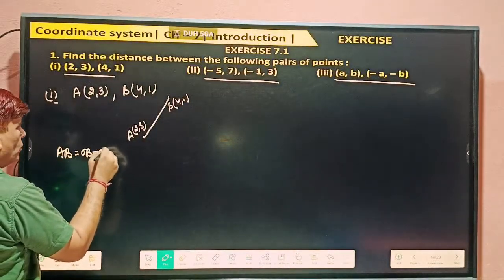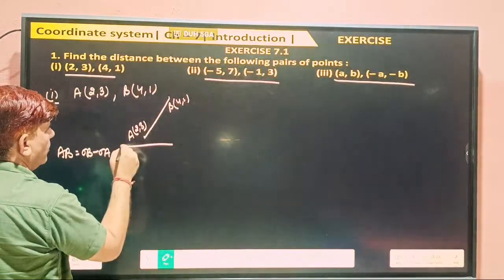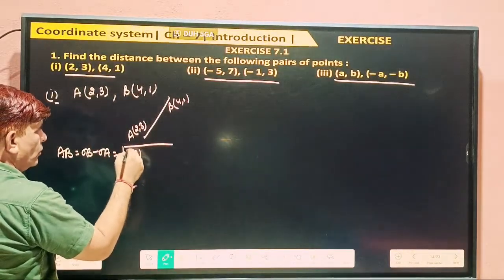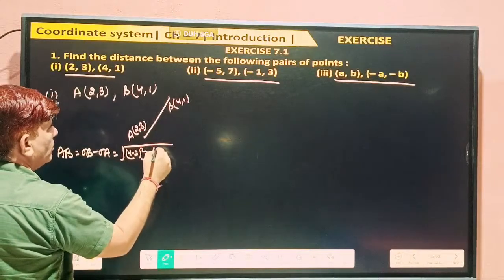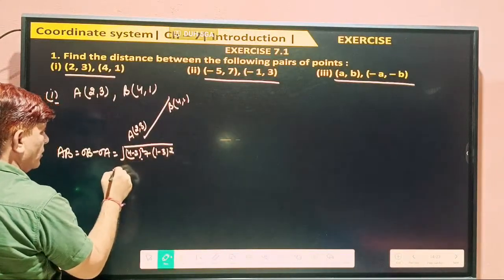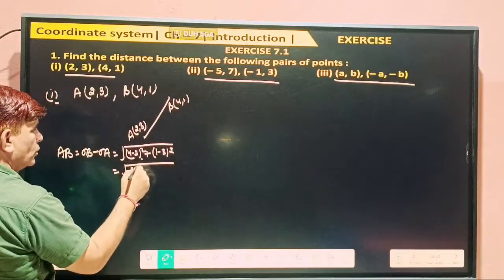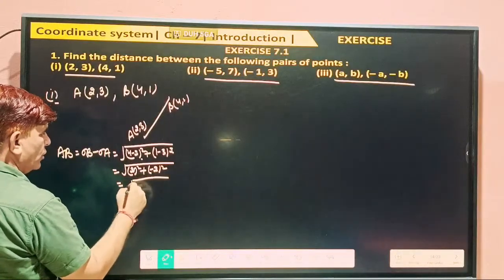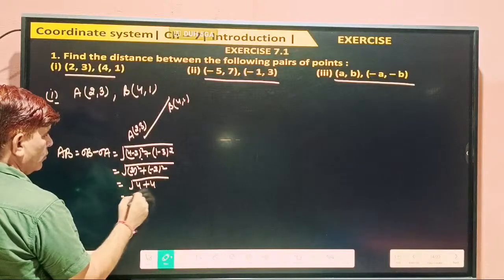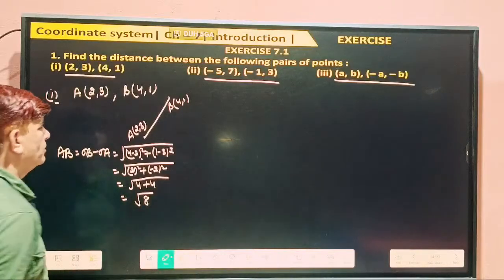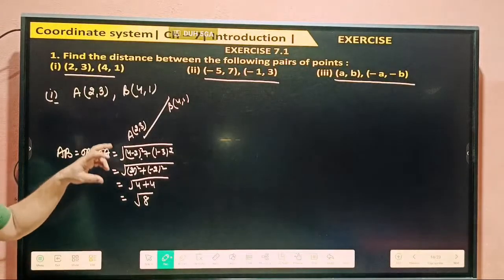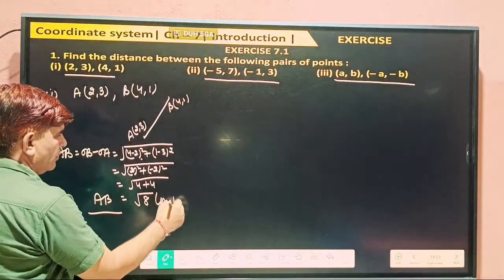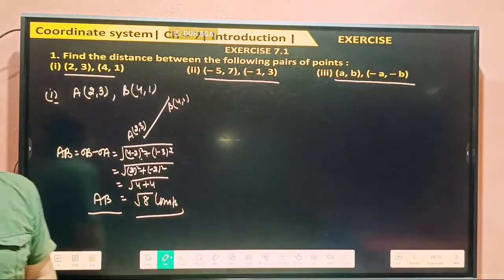equal to OB minus OA. What is OB? B, 4 minus 2 whole square plus 1 minus 3 whole square, which is equal to what? 2 square plus minus 2 square. If you can solve these, 4 plus 4, how much? And root it. So the distance AB equal to how much? Root 8 units. Got it?